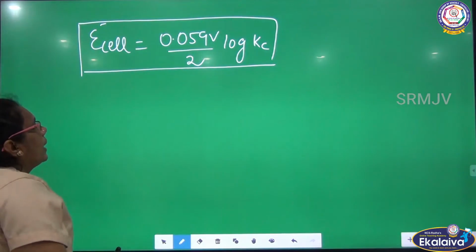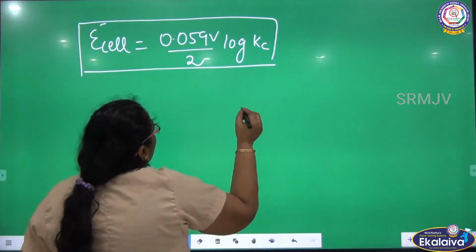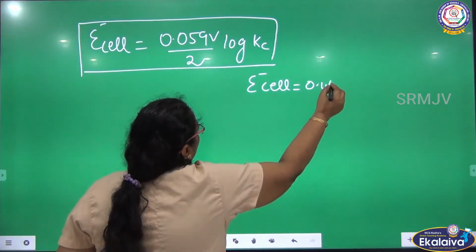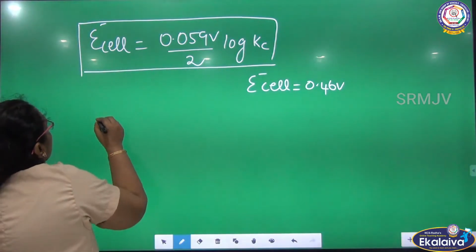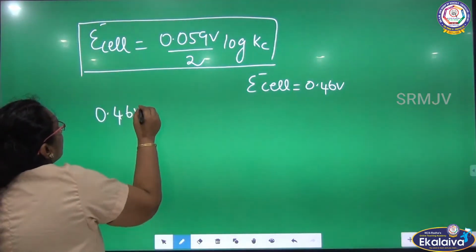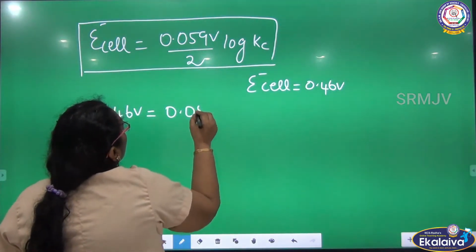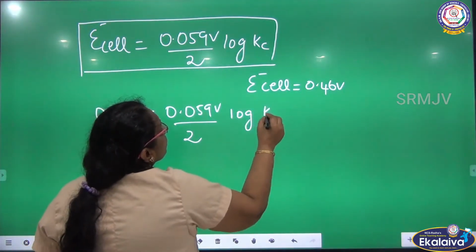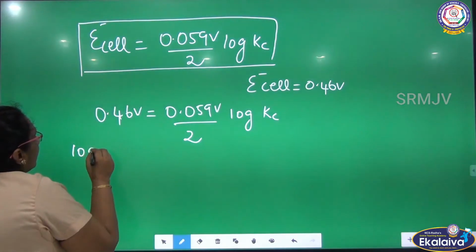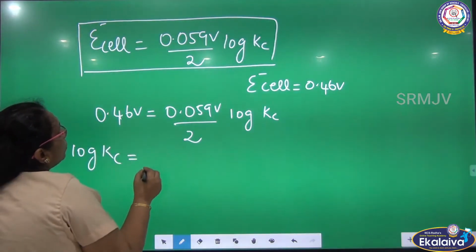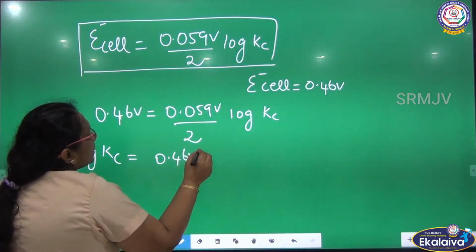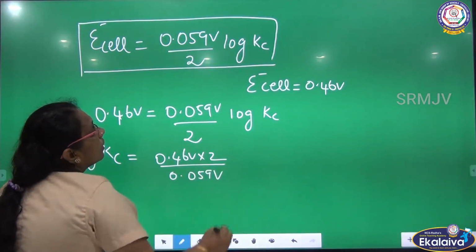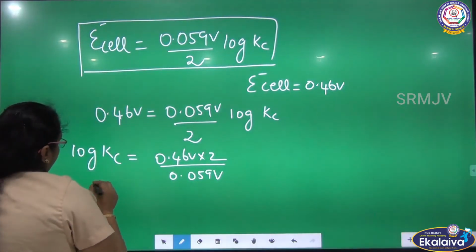What is E°cell? They have given as 0.46 volts. So substitute E°cell is equal to 0.46 volts, that is equal to 0.059 volts divided by 2 into log Kc. So if you want to calculate, log Kc is equal to 0.46 volts into 2 divided by 0.059 volts. We are going to derive log Kc from here.